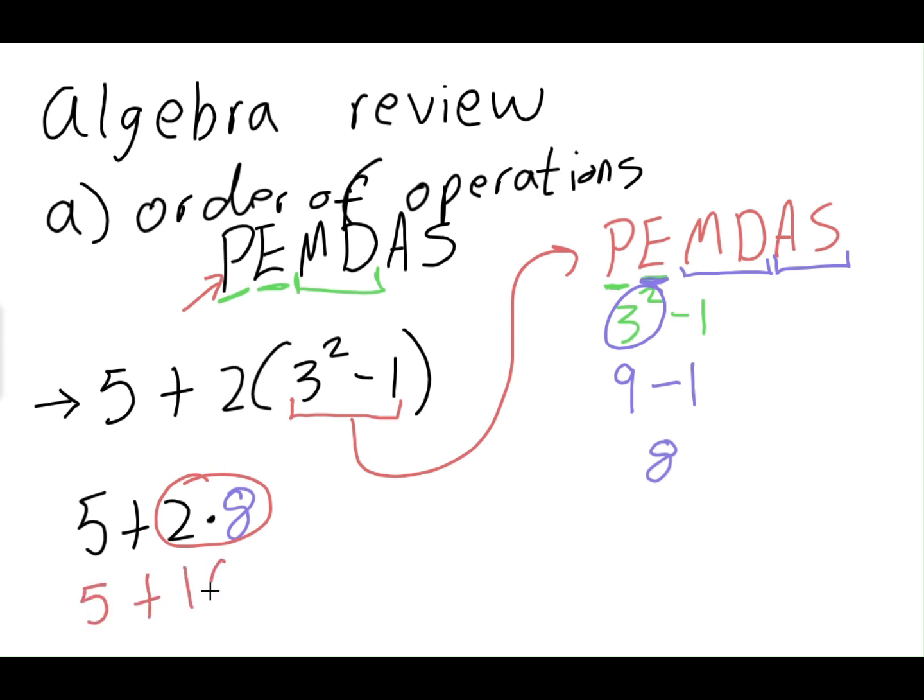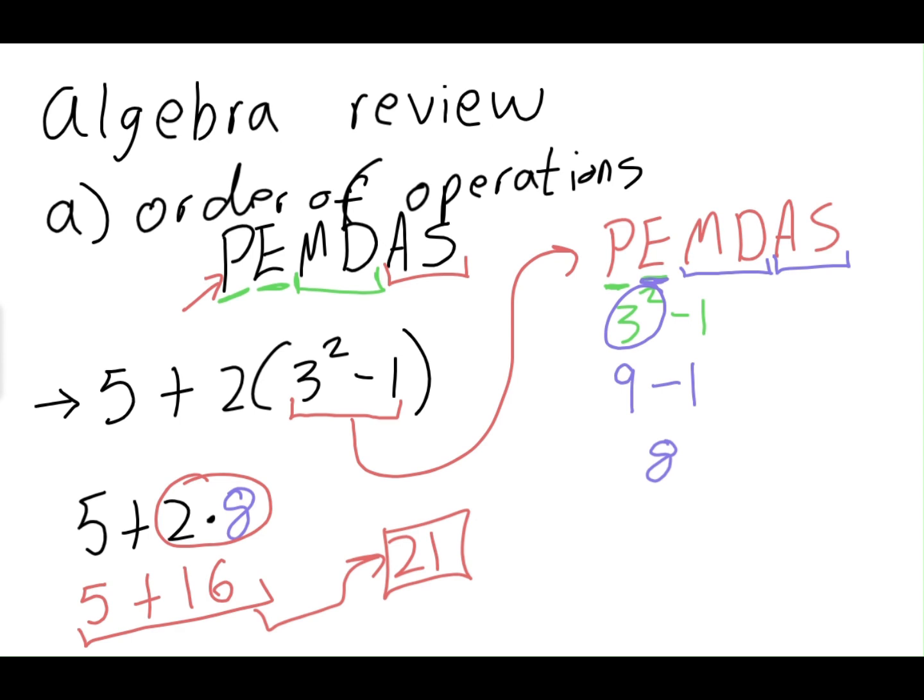So we do 5 plus 16. Now we're done with multiplication and division. And now we're ready for the addition and subtraction. So for the addition and subtraction, that's going to just be 21. So that's our final answer. We went through PEMDAS, and notice we had to do it twice. You really have to do it once for each time in the parentheses. For each parenthesis, you have to do it an extra time.